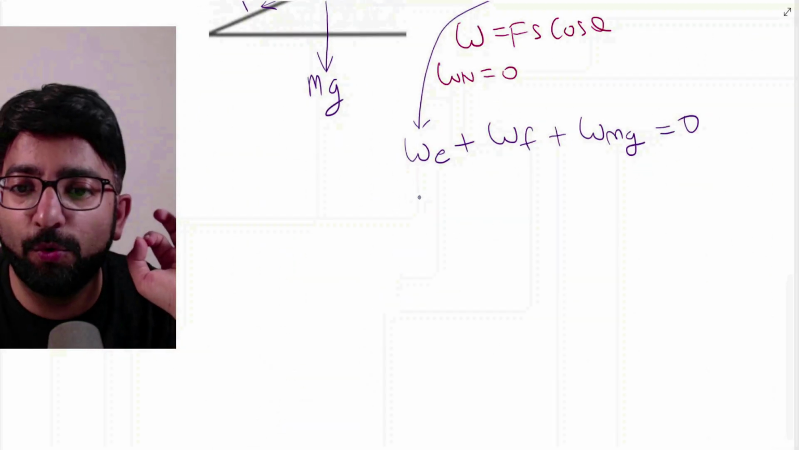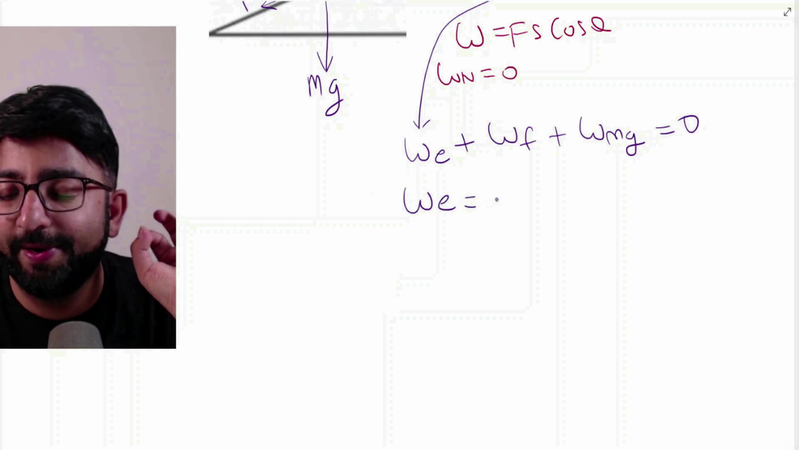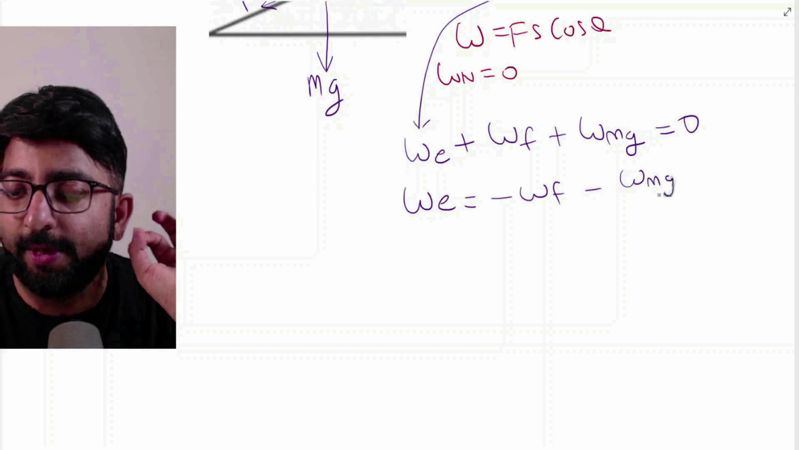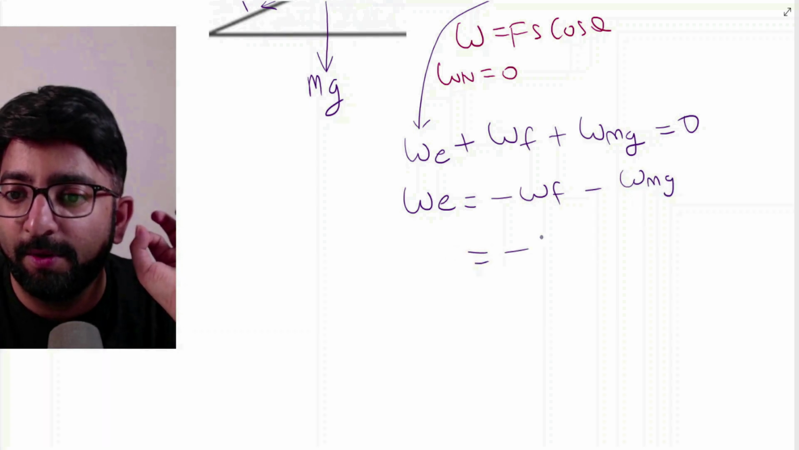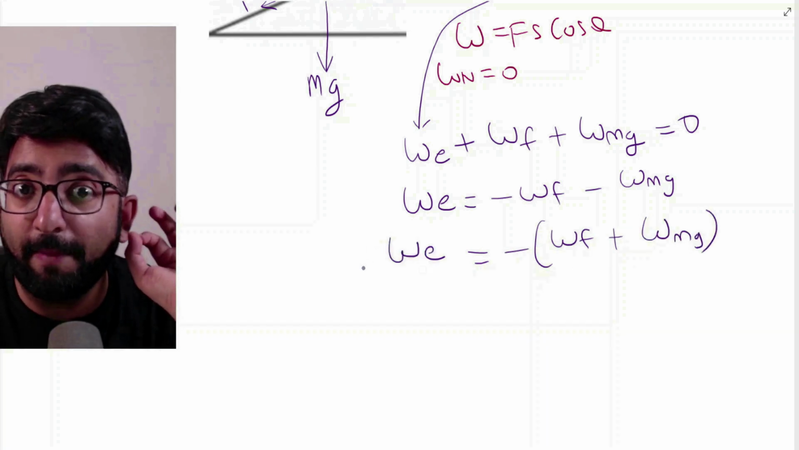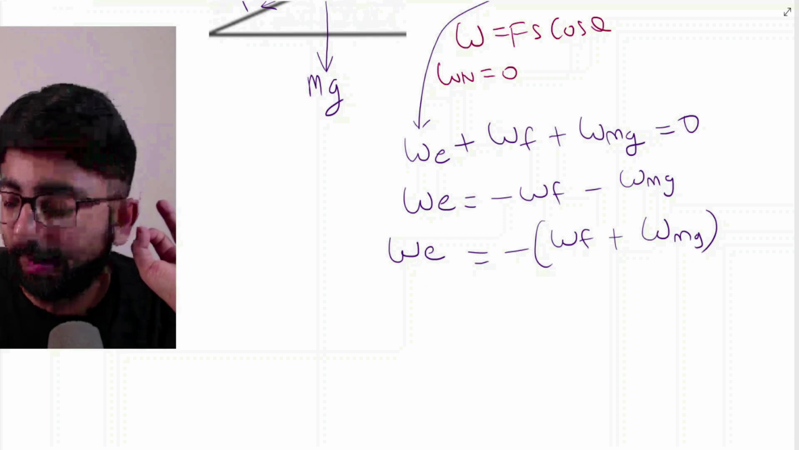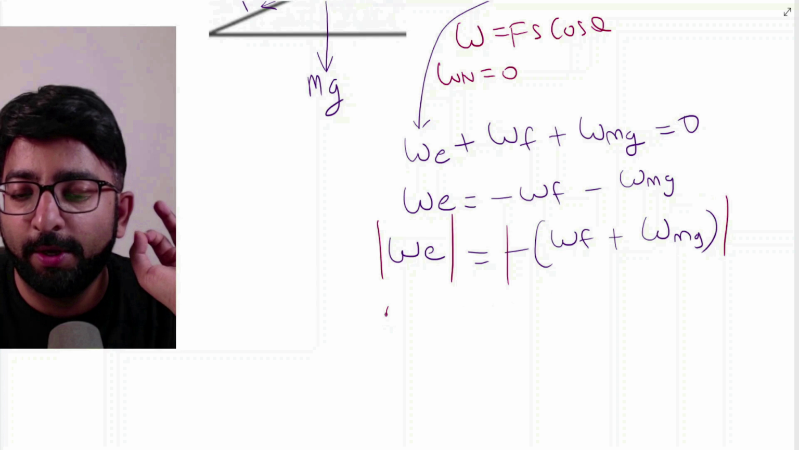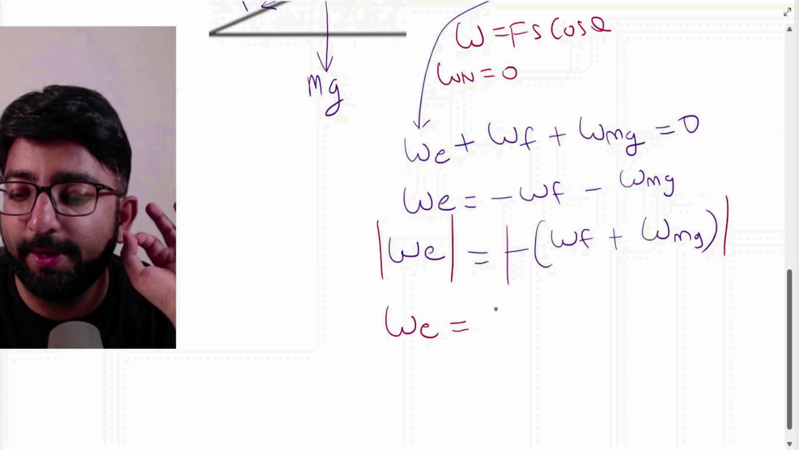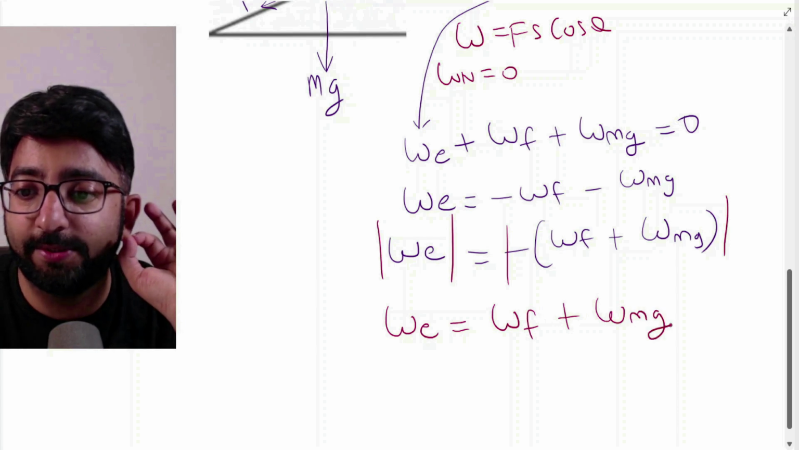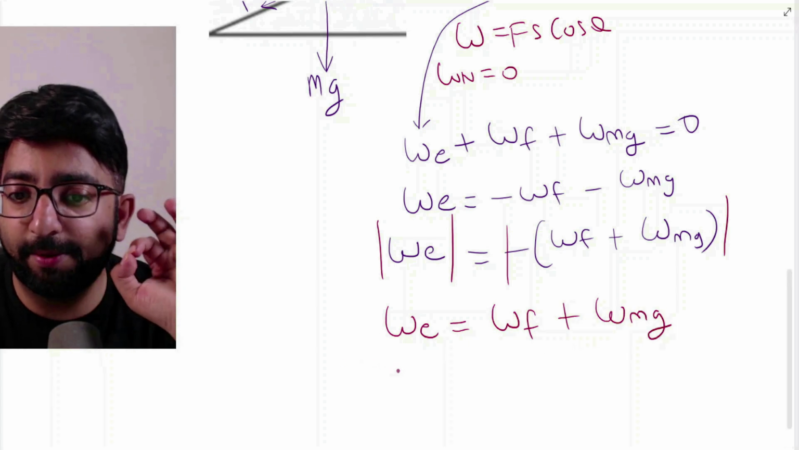So let us make WE the subject. We will get negative WF minus WMG. And let us make negative common. So we'll write negative of WF plus WMG. Now, if we take the magnitudes only on both sides, so let's take mod on both sides. The negative sign we will ignore. So the work done by engine will be equal to work done by friction plus work done by the gravitational force. These are only the magnitudes.